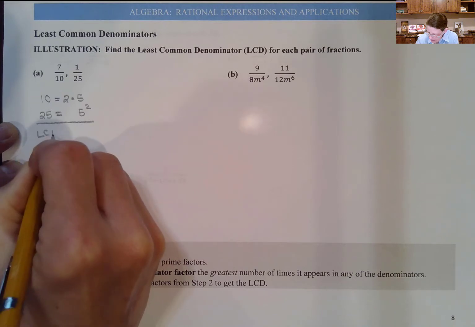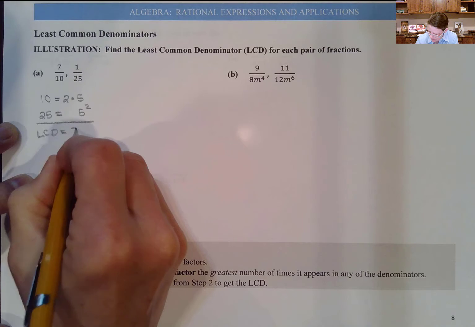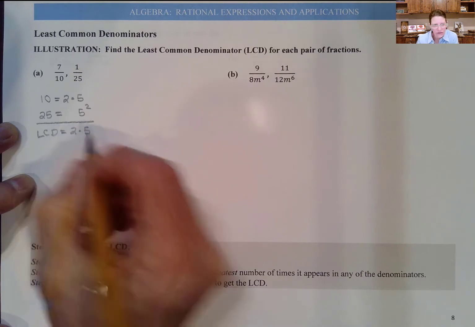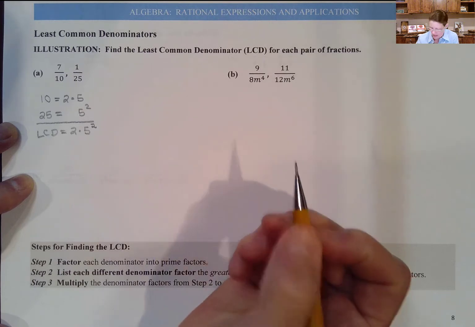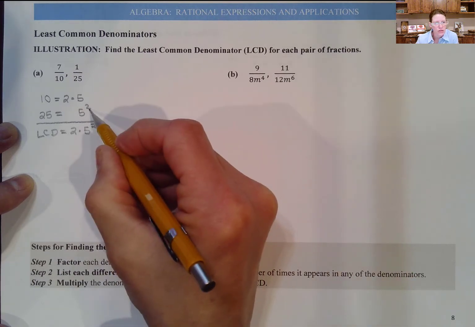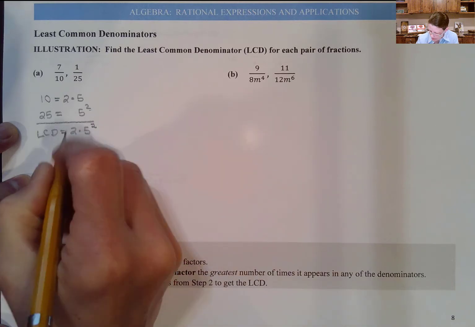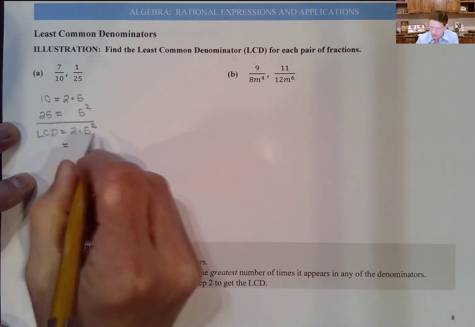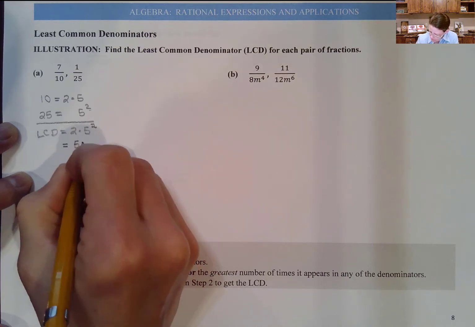Now your LCD contains every factor in both lists, so it contains the factor 2 along with the factor 5, along with the greatest exponent that you see, and we see the greatest exponent 2 attached to that 5. So our LCD is 2 times 5 squared. In other words, that's 2 times 25, or 50.